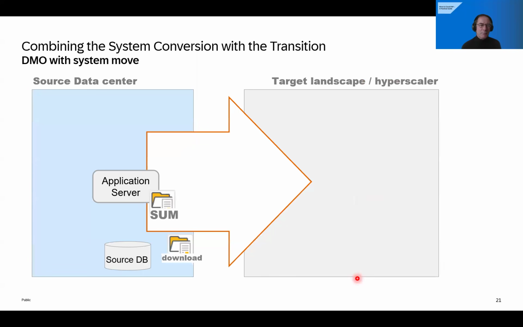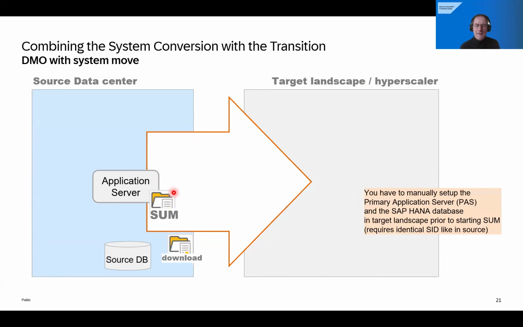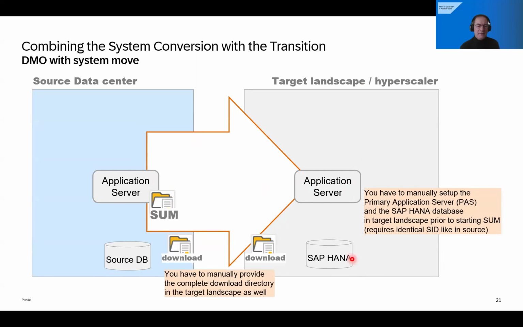But keeping with DMO with system move, we have the source area here with the application server, and the application server and HANA database level manually set up by the partner. And then we have to provide the download basket, the download folder where the software archives and the stack XML as a recipe are listed.